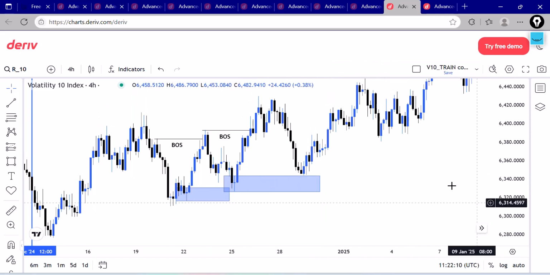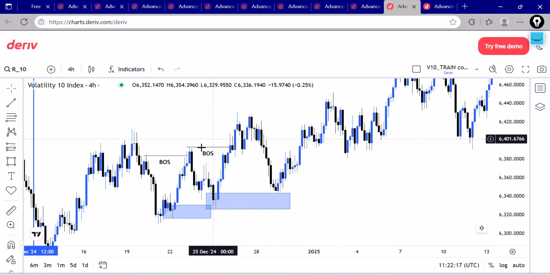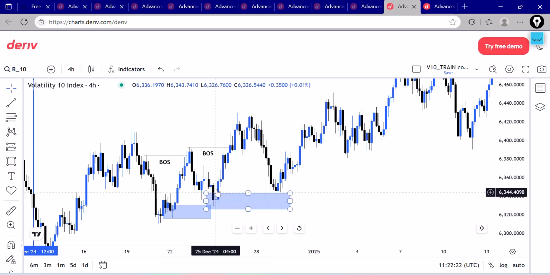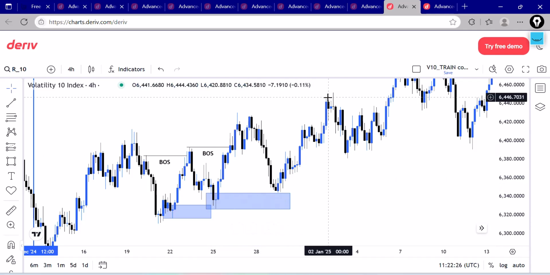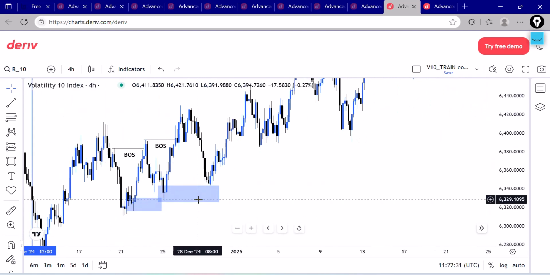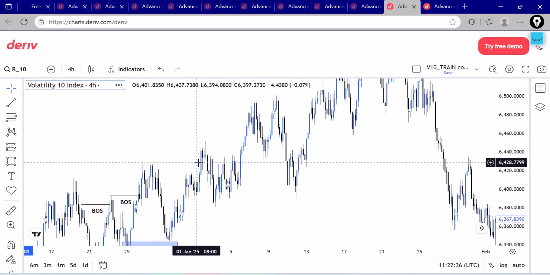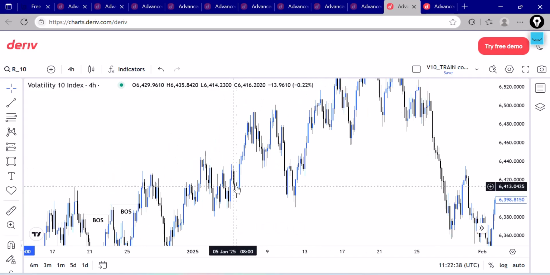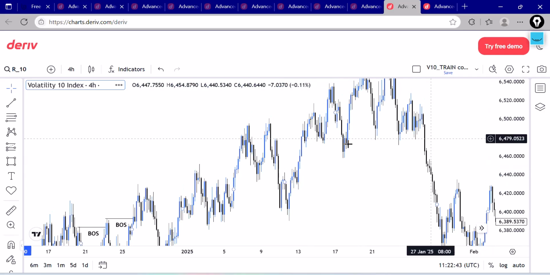All right, so we'll see now. To confirm this as a valid zone, there was a massive movement upward that caused a break of structure, and there was an imbalance. So you see what happened here. When price came back to this zone, it bought massively. So this is a demand zone. All right, so let's look for another demand zone. Okay, so this is also another demand zone.